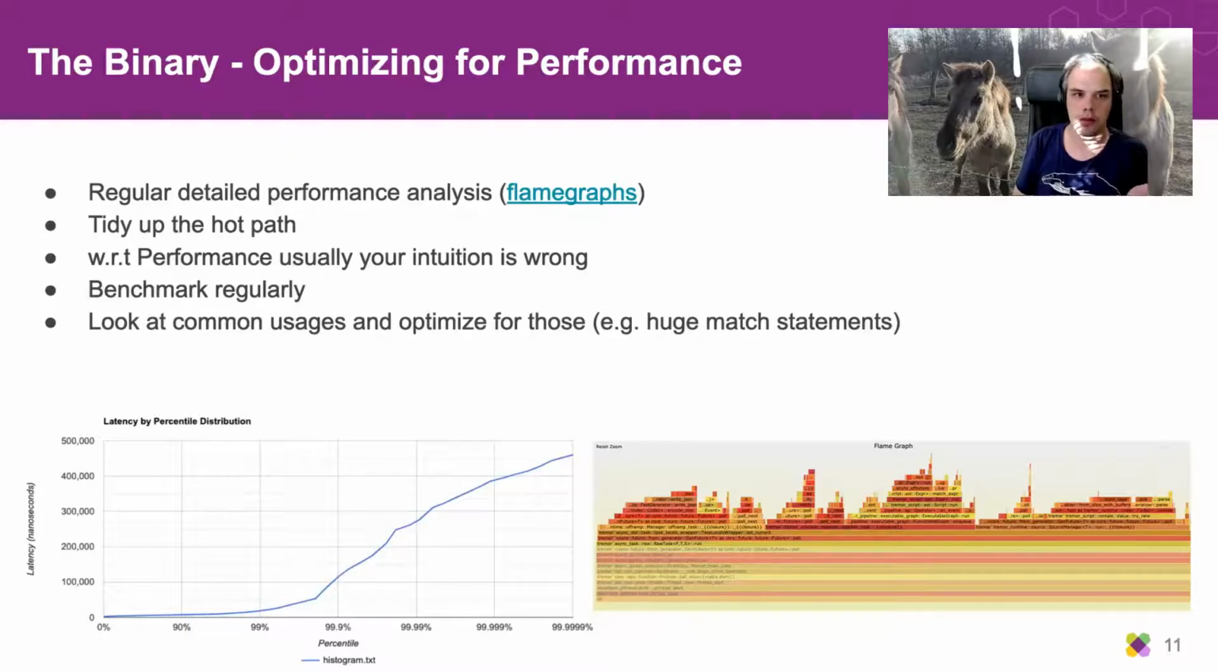What we also regularly do is look at common usages and optimize for those. For example, in our metrics pipelines at Wayfair, we have huge match statements because we need to categorize all the events coming in. We optimized for those huge match statements, and afterwards they were, I think, a factor of 2 faster. So this is how we optimize the performance of production systems.